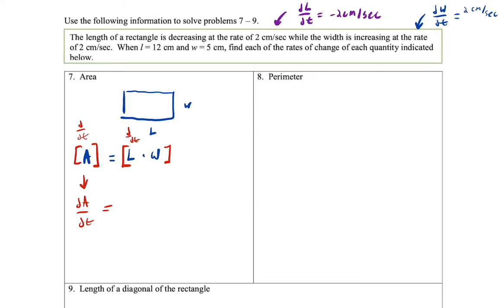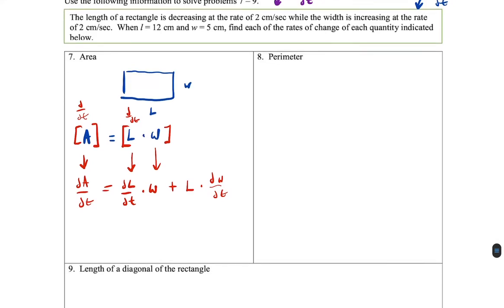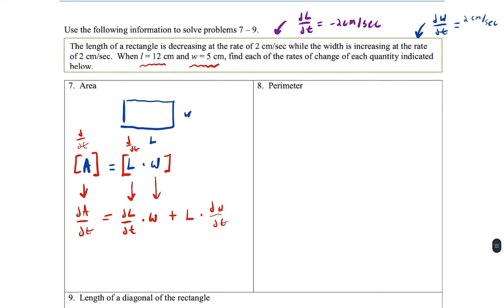this is tricky. There are two variables here being multiplied. We need the product rule so that we have the derivative of L with respect to time. That's your F prime times G. So that's dL/dt times just the straight up width plus the length times dW/dt. So product rule, F prime G plus F G prime. And so we have almost all of these things. The length is 12, the width is 5, and we know dL/dt and dW/dt.